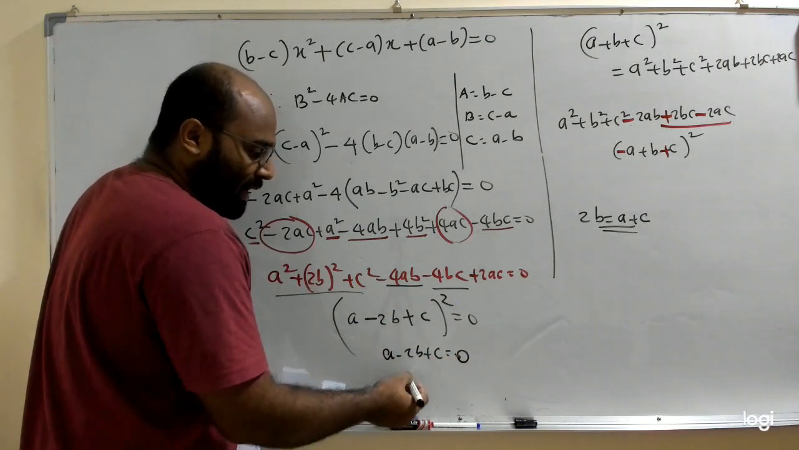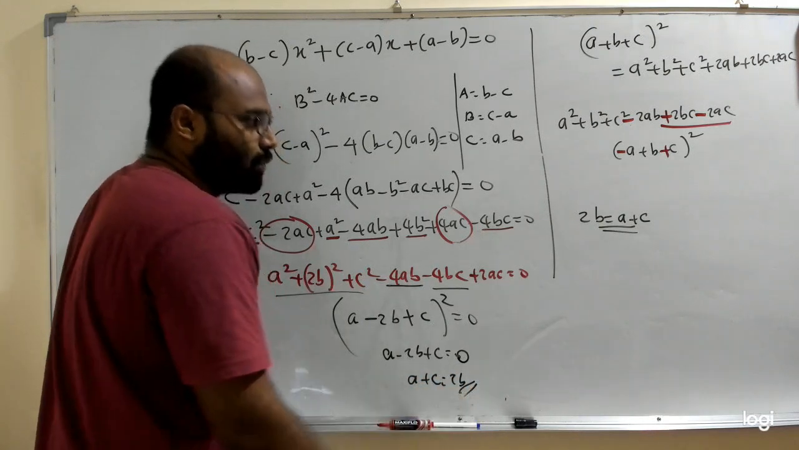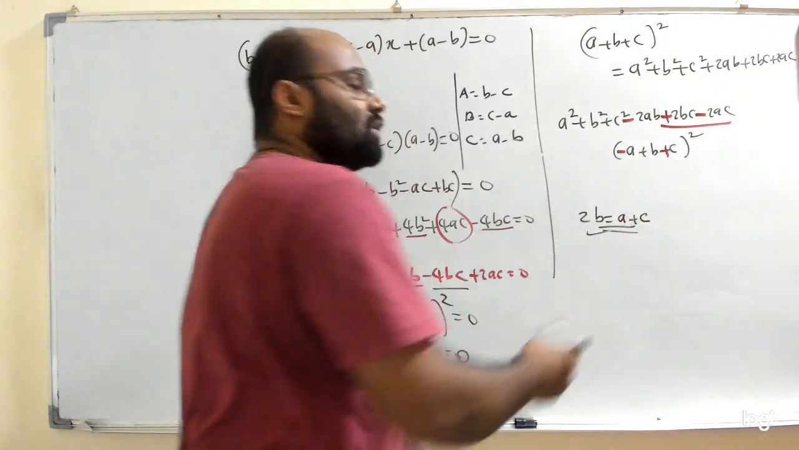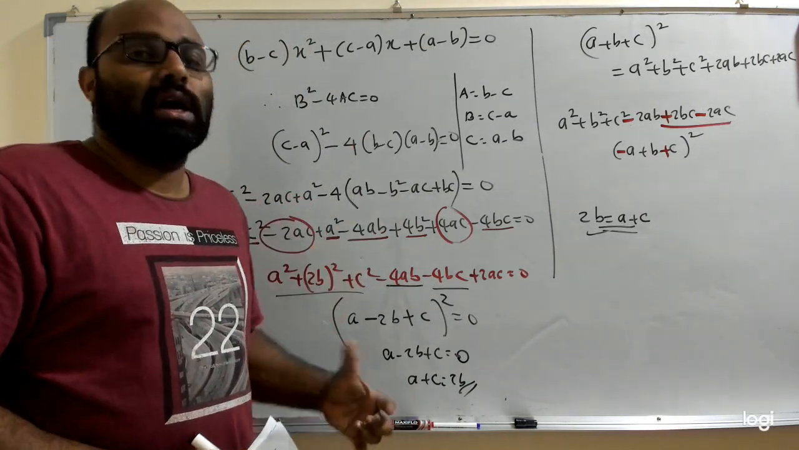So a plus c equal to what? 2b. This only we want to prove. Hence the proof, 2b equal to a plus c. I hope you understood it. Repeatedly watch it and write. Okay.